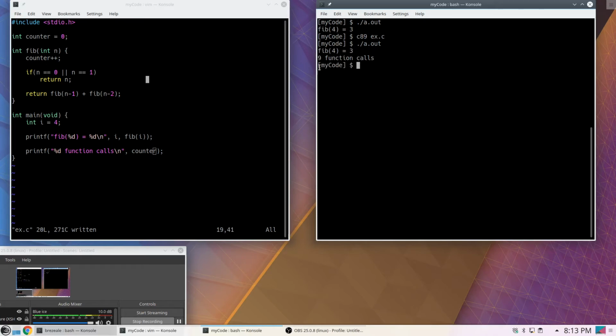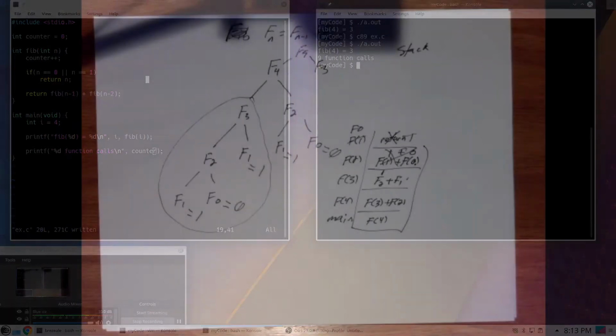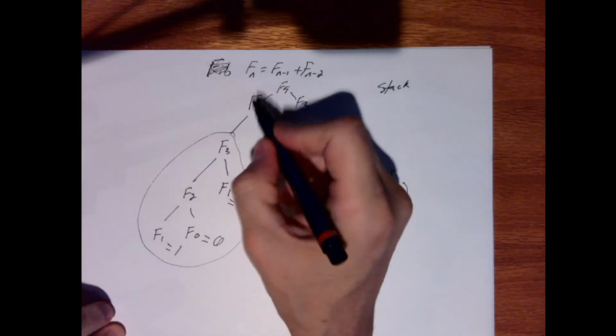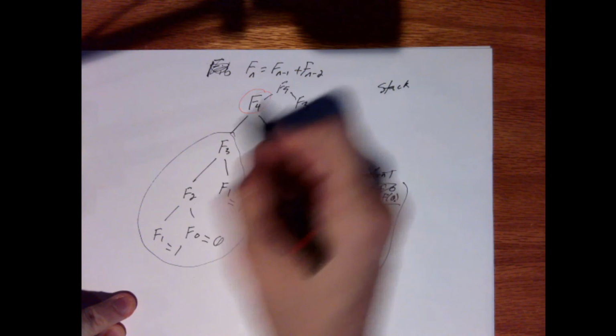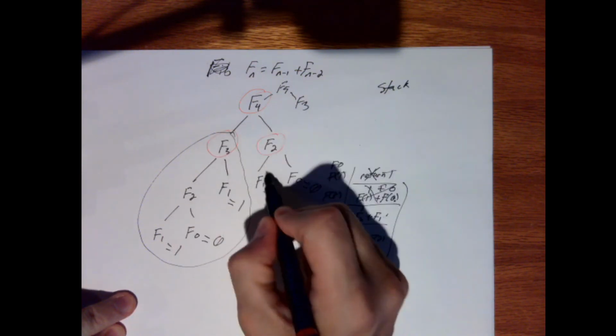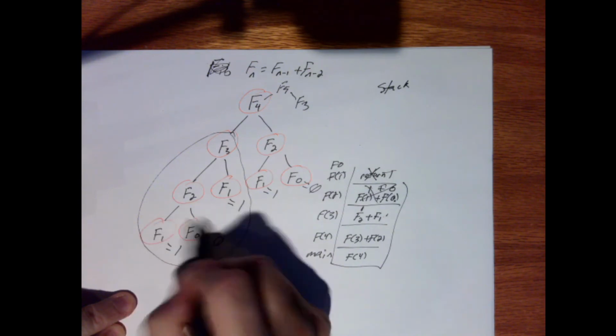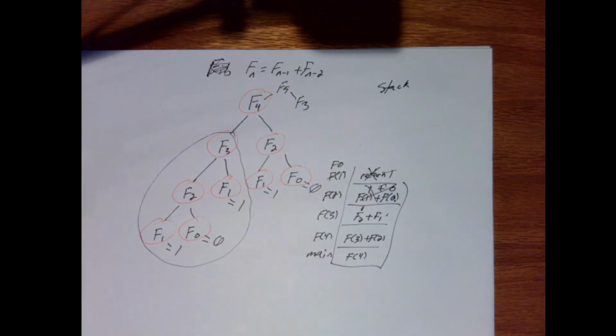So it says there are 9 function calls. Is that correct? Let's look over here. When we did f of 4, well, we entered the function the first time looking for f of 4. So there's 1, 2, 3, 4, 5, 6, 7, 8, 9 function calls just to get f of 4. So you think, well, 4 versus 9, that's not that big a deal.